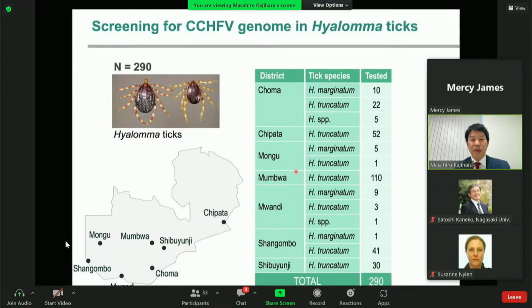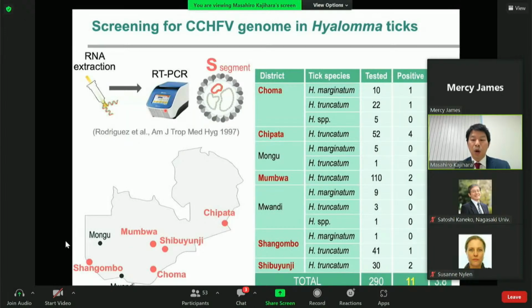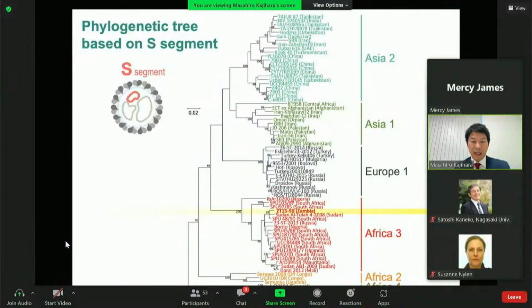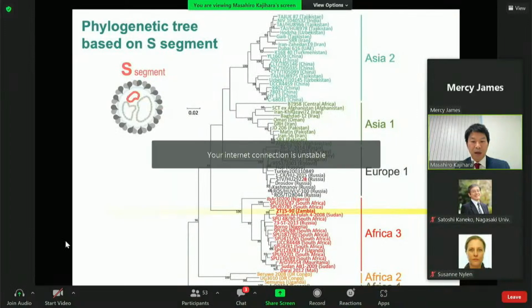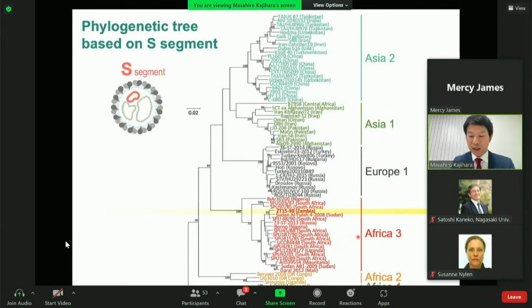It's approximately 300 feet higher in altitude. This is a major vector of Crimean-Congo hemorrhagic fever. Among them, we have found 11 positive samples, and phylogenetic analysis indicates the strains belong to the Africa 3 lineage, together with other African strains.